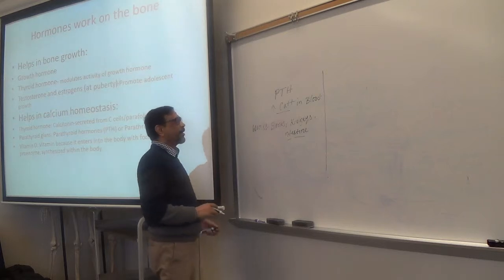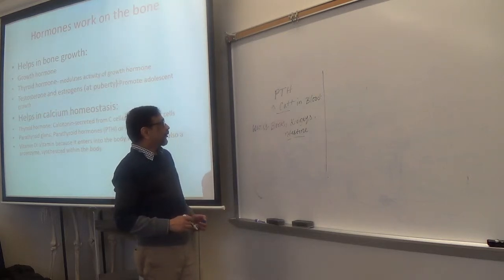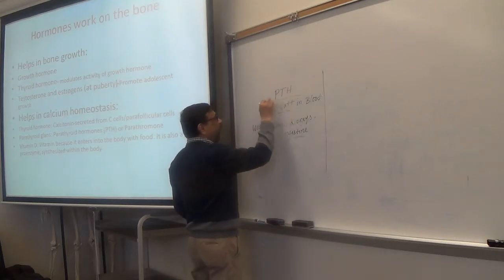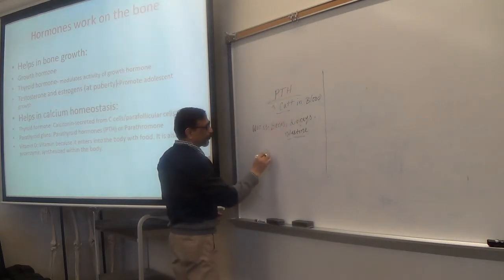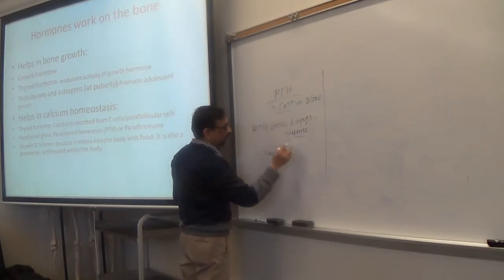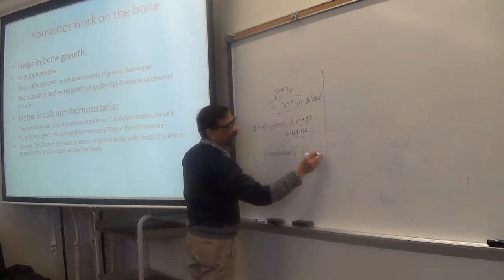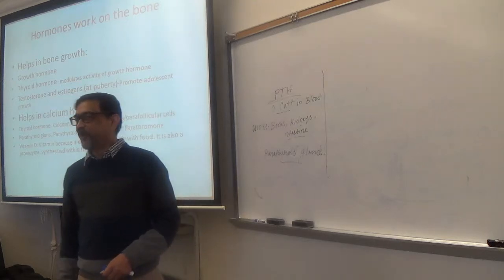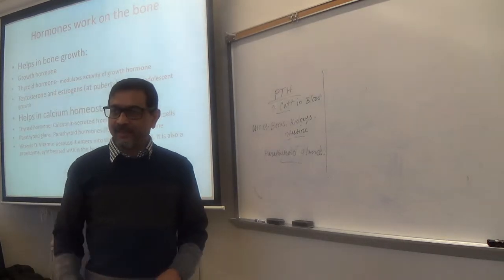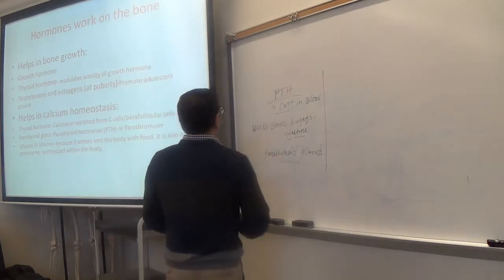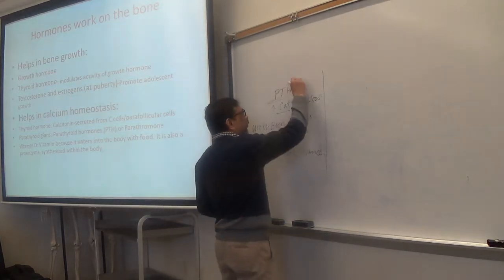Okay? And it comes from the parathyroid gland. That's why it is called parathyroid hormone. How many parathyroid glands do you have? Anybody? 4 to 8, right? The number can vary, 4 to 8. Very good. So that is parathyroid hormone.